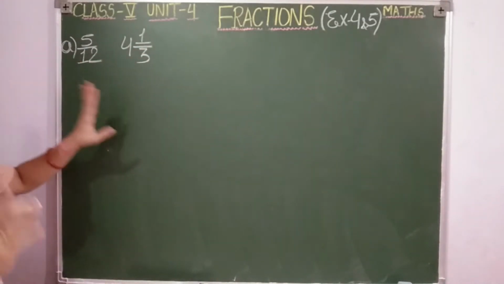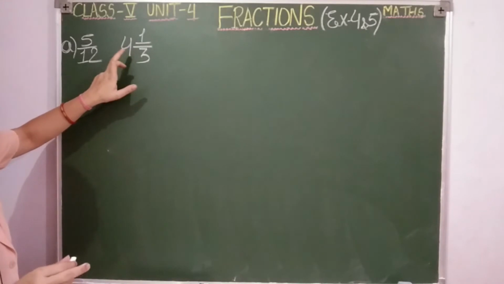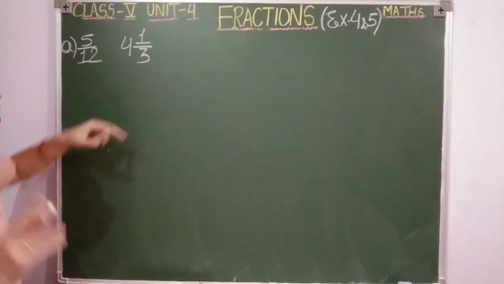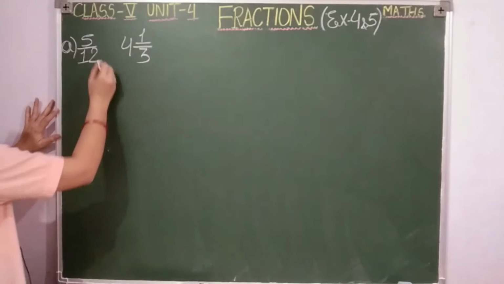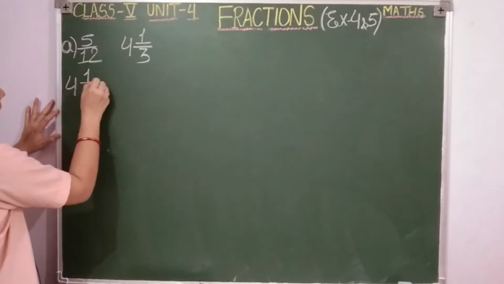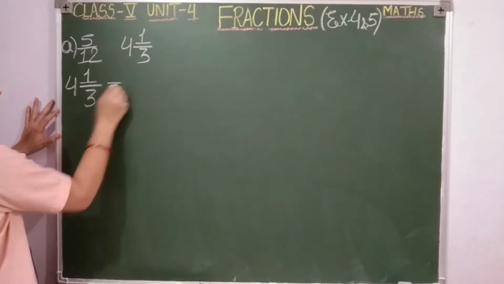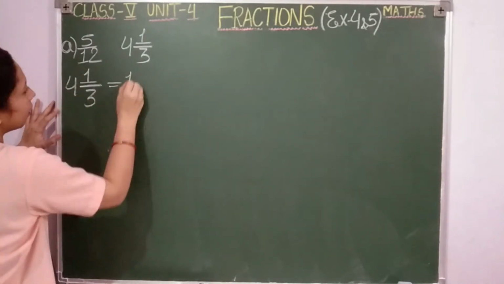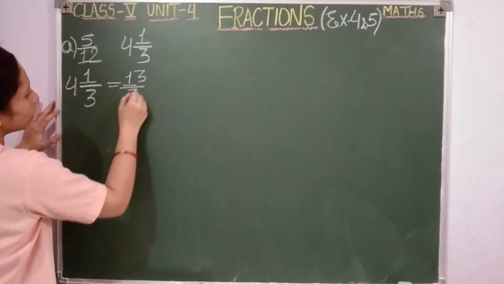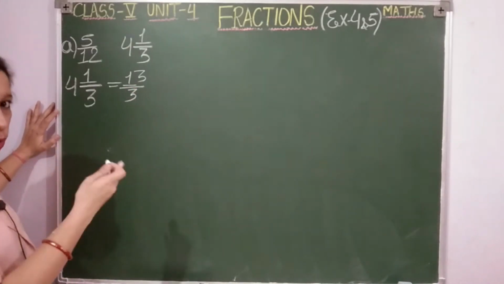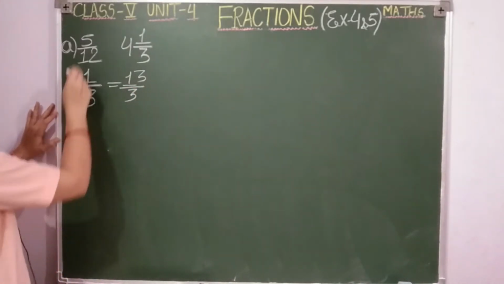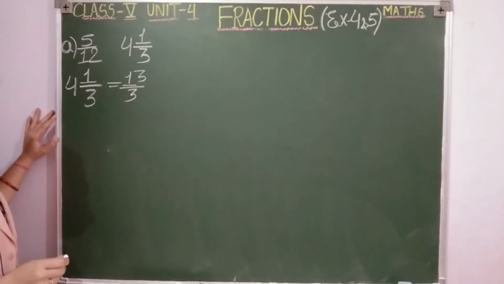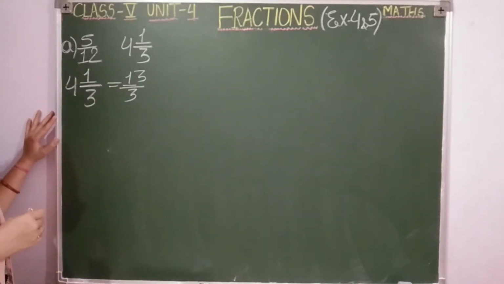So here the first step is to write this mixed fraction as an improper fraction. How are you going to write 4 1 by 3? 4 3s are 12, 12 plus 1, 13. 13 by 3. It's not a new thing now. We have seen this in exercise 1, so it should be clear to you. Okay, now my fractions are 5 by 12 and 13 by 3. I have to make their denominators the same.